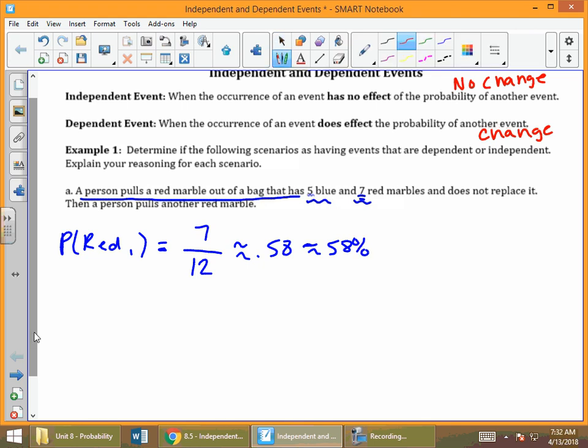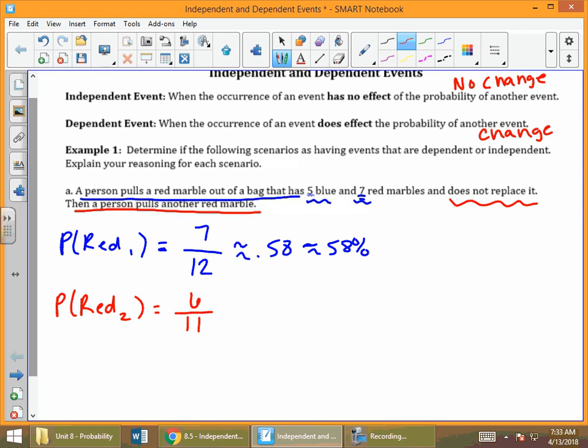Well, the second part of this scenario is then a person pulls another red marble, but they do not replace the first one. If they don't replace the first one, that means there's 11 marbles now in the bag because they took one out and didn't put it back. And the marble that they didn't replace was red. So now instead of having 7 red marbles, there's 6 red marbles.